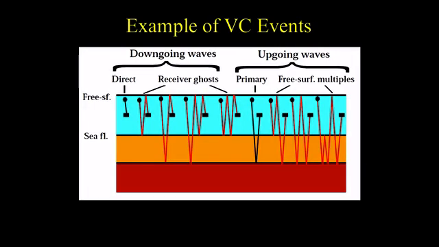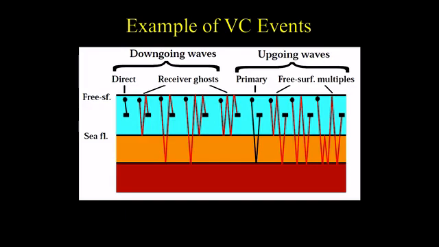Let's look at some marine VC data, starting with the typical events. Here are examples of primaries, receiver ghosts, and free surface multiples in VC data. One of the major differences between VC data and surface seismic data, in particular towed streamer data, is the nature and use of receiver ghosts.